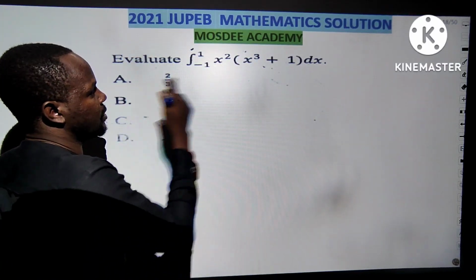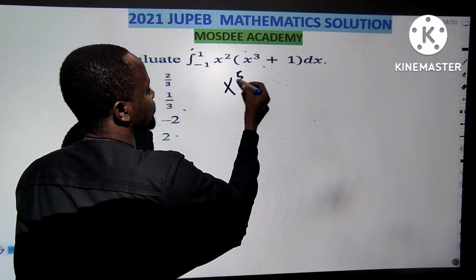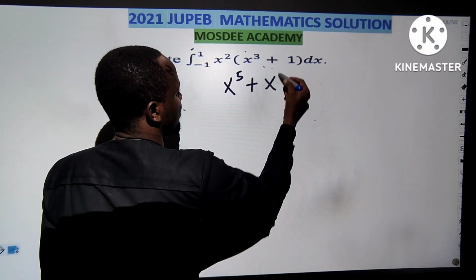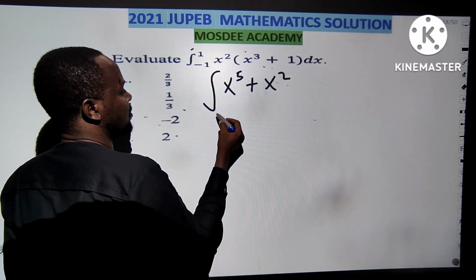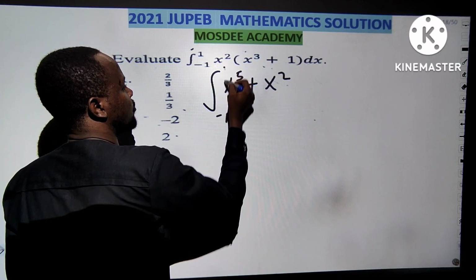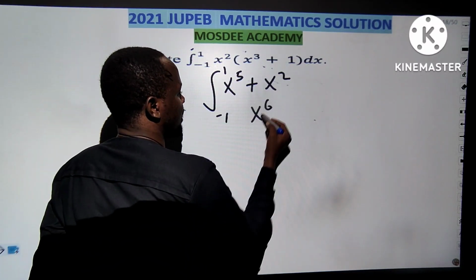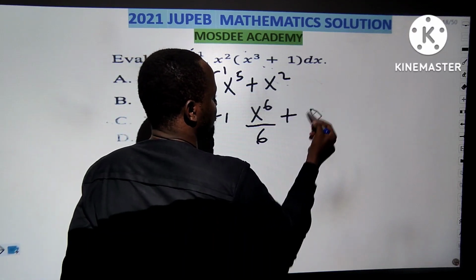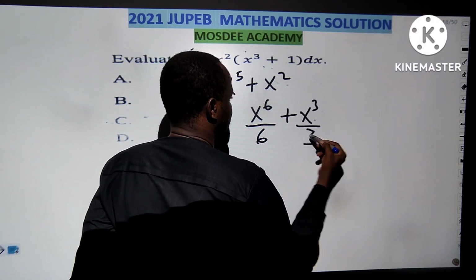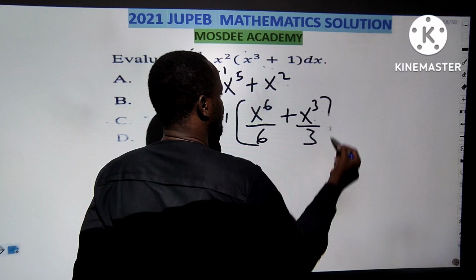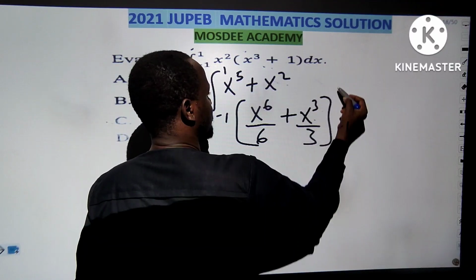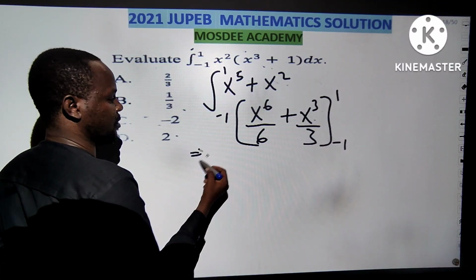So doing this, my dear student, this is x raised to power 5 plus x squared dx. This is a definite integral, taking limits from -1 to 1. This is x raised to power 6 over 6, plus x raised to power 3 over 3. The limits of integration are given from -1 to 1, so let's put the limits in and solve.